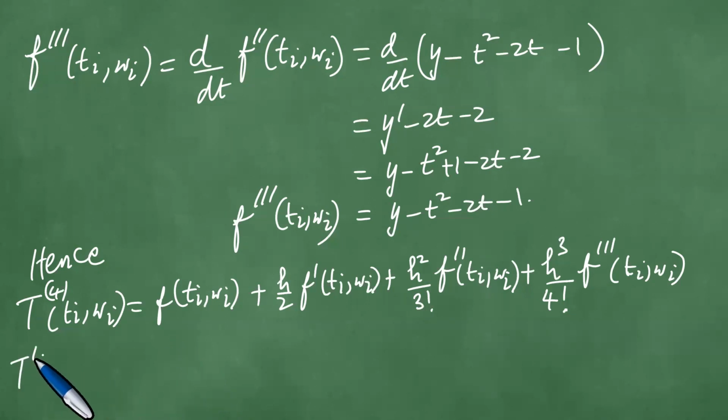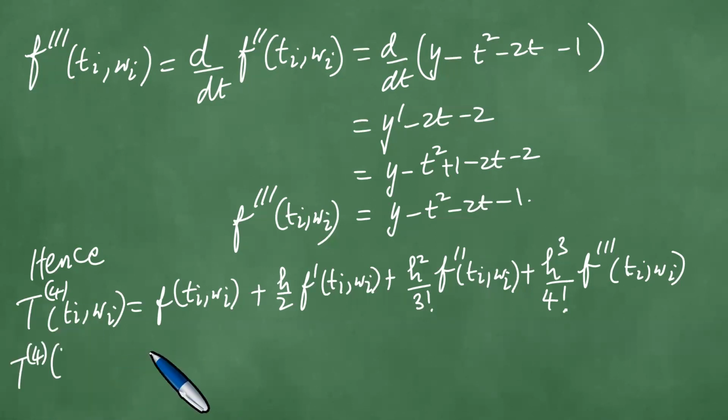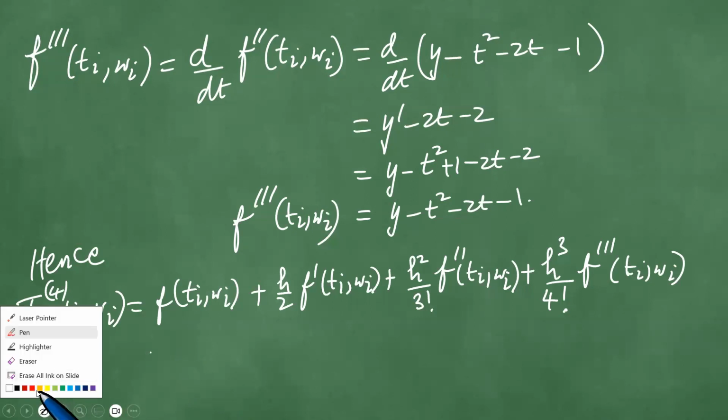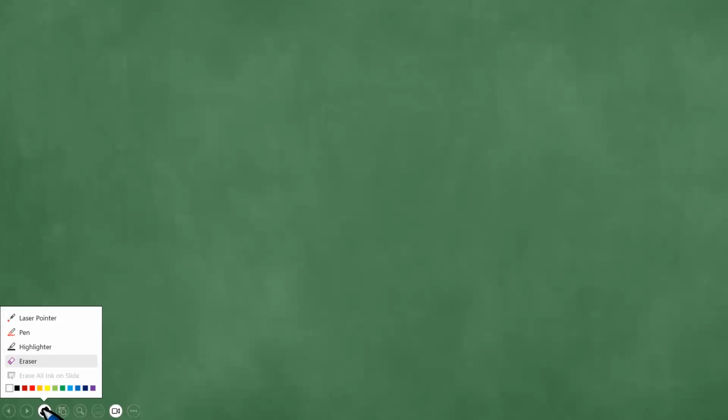So this is going to be T4. Let me do it on the next slide because it's going to be too many things. I need to turn to the next slide because I need to simplify these. Right, let's just continue on the next slide. So T4 of ti wi. This Taylor polynomial is what breeds the other higher order methods, like your Runge-Kutta and your modified Euler.